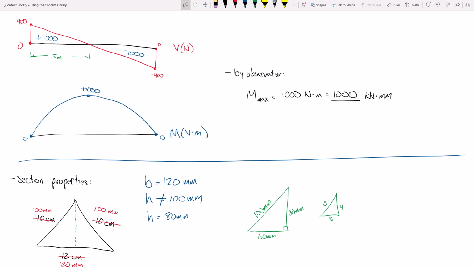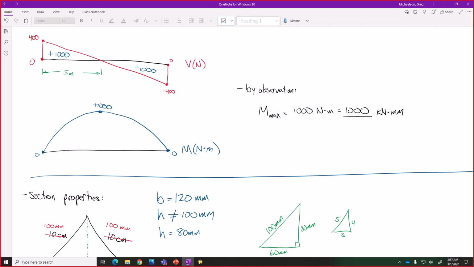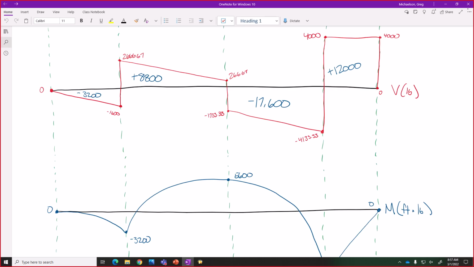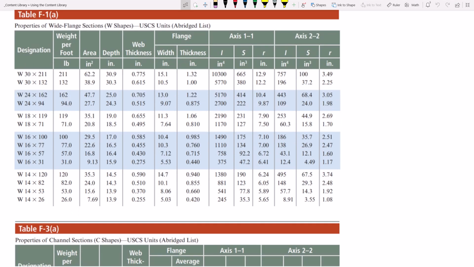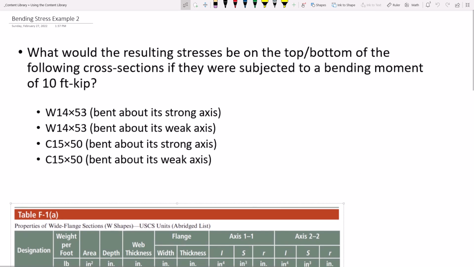Okay. Let's look at our next problem. This one's going to be a lot simpler. There's a lot fewer steps to it, but it's a little more real world. All right. So, what would the resulting stresses be on the top and bottom of the following cross-sections if they were subjected to a bending moment of 10 foot-kips?